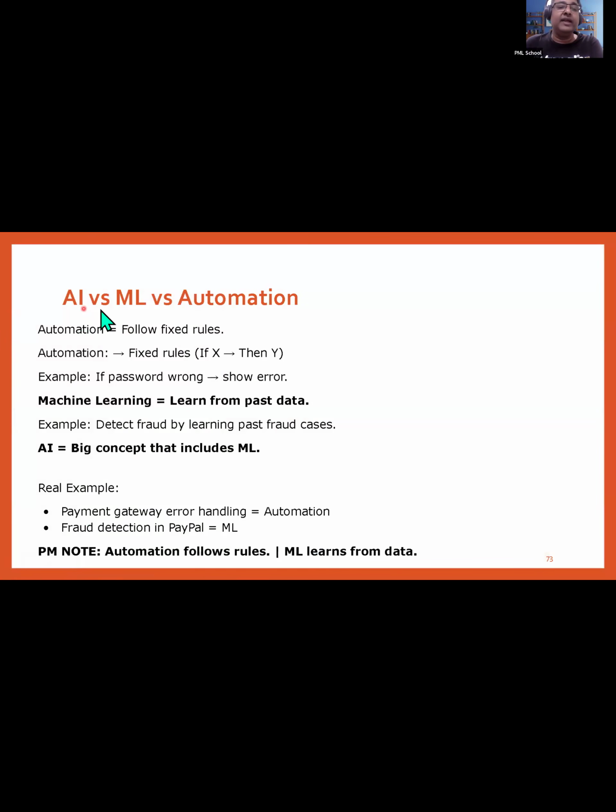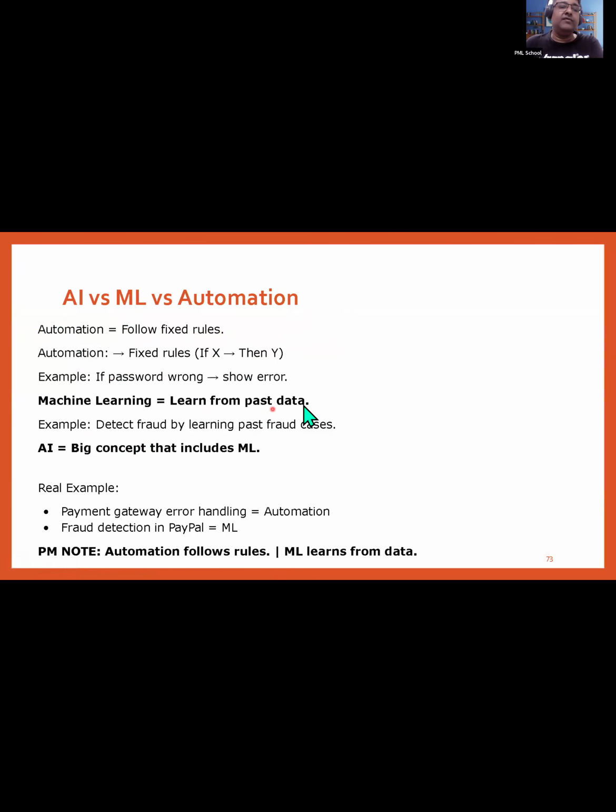So what is the difference between AI, ML versus automation? Automation is fixed rules, right? If you log in, do this, do that. Simple, you are trying to fix the rules, right? If X happens, then Y will happen. If the password is wrong, show an error. This is a simple automation example.